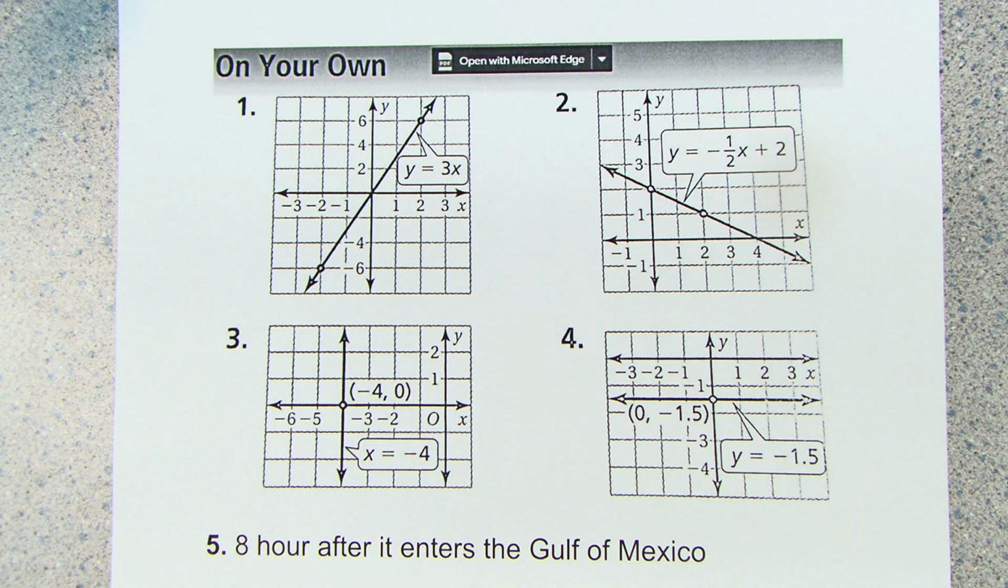And here are the answers to the u-tries. So you can pause here and check to make sure that you graphed everything correctly.